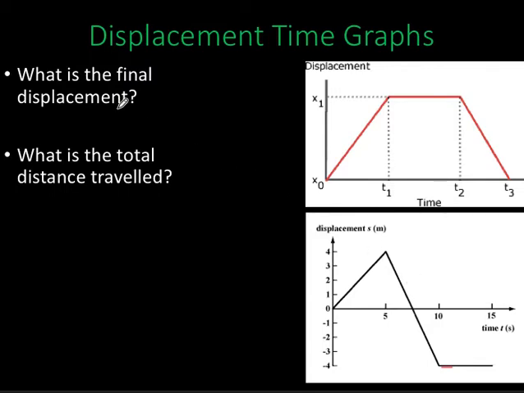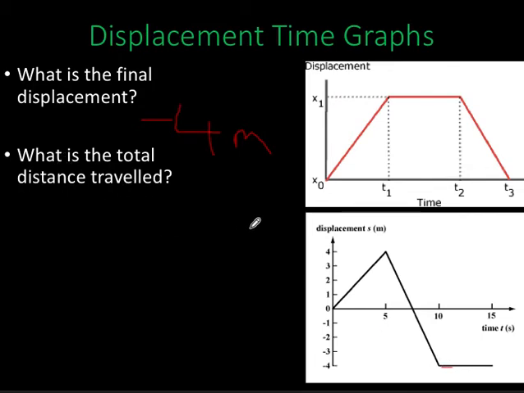So what is the final displacement for this object? Well, it came back to where it started and then it went backwards for another negative 4 meters. If you line it up here, the final displacement is negative 4 meters for this graph.